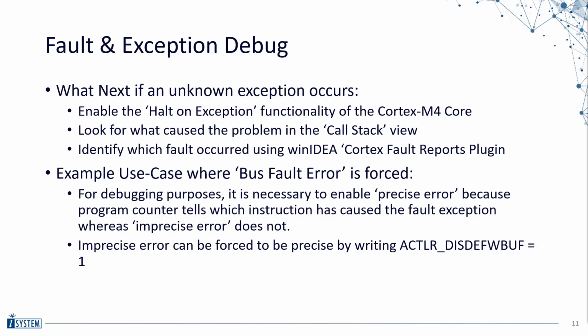If you are going for an imprecise one, then your program counter does not tell that, because your application keeps writing to the write buffer and subsequent instructions are also being executed. But an imprecise error can be forced to a precise one by disabling this write buffer. So now we go to winIDEA and see how we are going to debug fault and exception debugging.